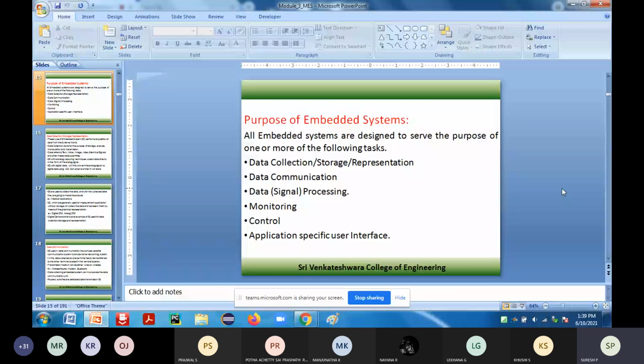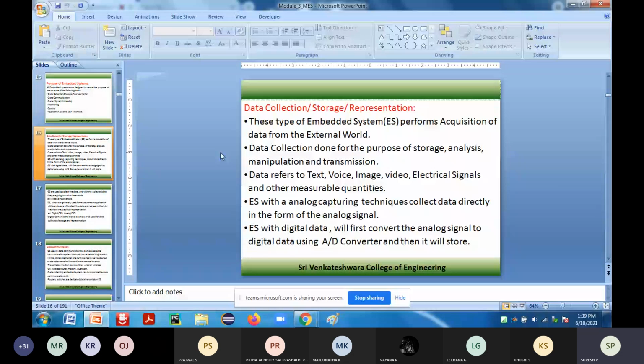If we take data collection or storage representation, this type of embedded system performs the acquisition of data from the external world. That means you get the data from the outside world, store that data, analyze and manipulate it, and transmit it. For example, a set-top box is the best example of data collection, storage and representation. Depending upon the purpose, this is how the embedded system is classified.